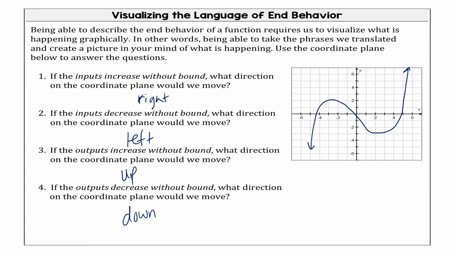Do you see that? As my input decreases without bound, which means I'm going to the left, what is my output doing? My output is decreasing without bound. Agreed? Okay. So that's how the terms are used. That's all you're doing. It's saying what's happening as you go left, right, up, and down, and corresponding without bound. Are we feeling okay with the terms? Perfect.